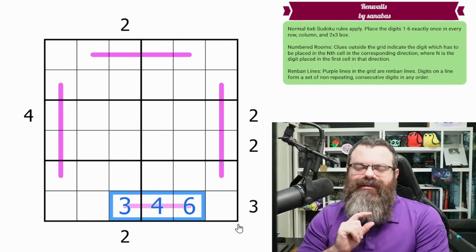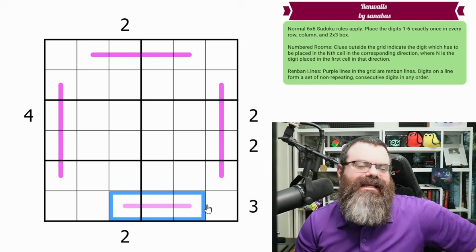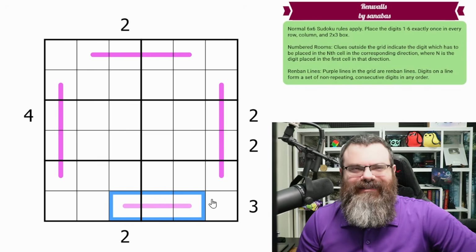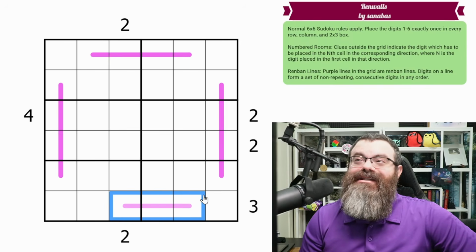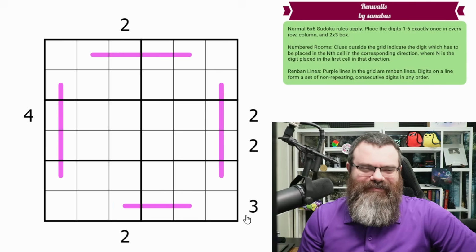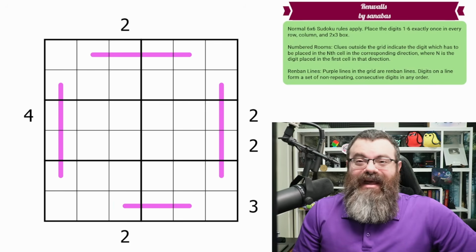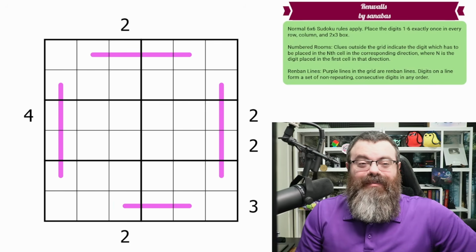There needs to be a complete consecutivity. Anyway, they have to be consecutive. All right. That's it. Those are the rules. There's a link in the description if you'd like to try the puzzle yourself, and I'm going to get started right now.